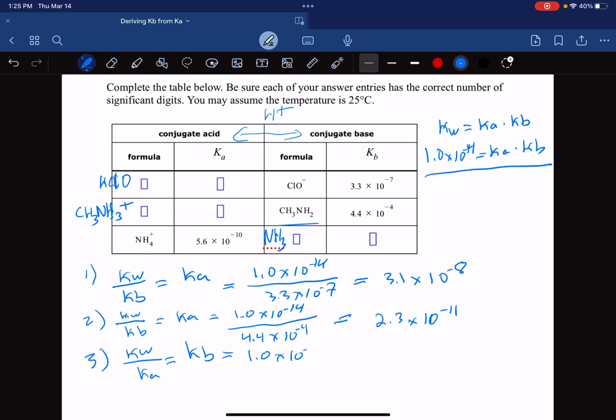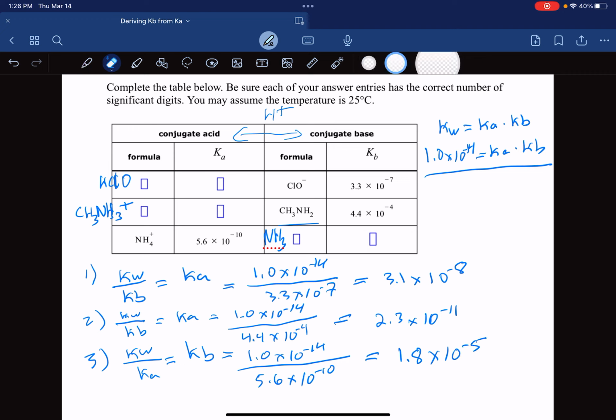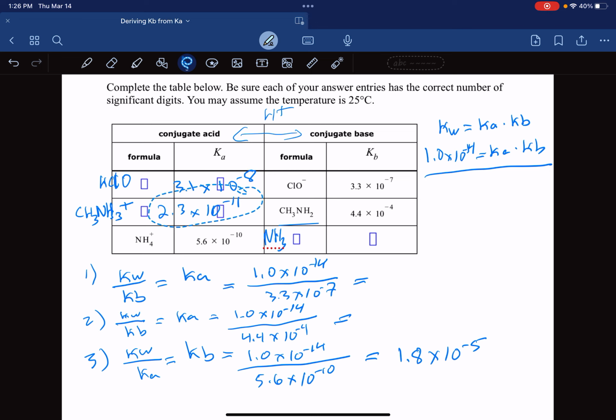1.0 times 10 to the negative 14, all over this number right here, 5.6 times 10 to the negative 10. And when we do the math on that, we're going to end up with 1.8 times 10 to the negative 5. Now, you can take these and move them around however you like, but that would go right here, this would go right here, and this would go right here.